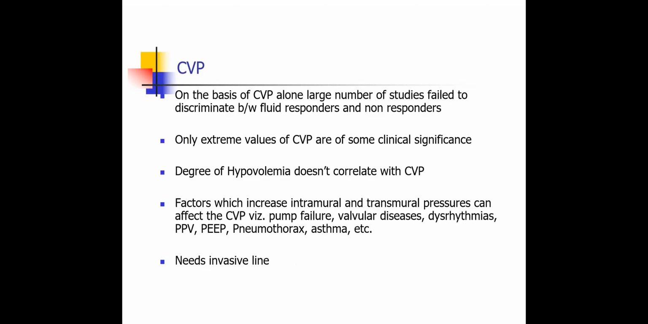On the basis of CVP alone, a large number of studies fail to discriminate between fluid responders and non-responders. Only extreme values of CVP are of some clinical significance. The degree of hypovolemia does not correlate with CVP. Factors which increase intramural and transmural pressures can affect the central venous pressure, like pump failure, valvular diseases, dysrhythmias, positive pressure ventilation, positive end-expiratory pressure, pneumothorax, asthma, etc. Of course, it needs an invasive line too.